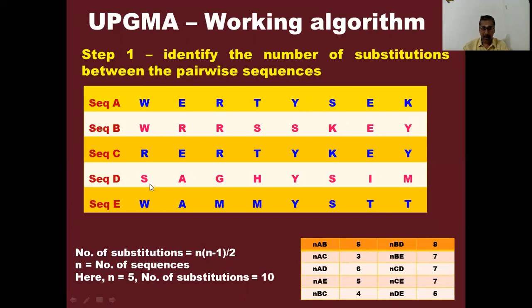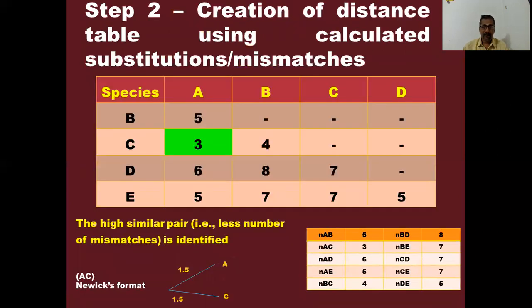So this is DE. How many mismatches? 1, 2, 3, 4, 5 mismatches. So like this, you calculate the number of mismatches or replacements or substitutions existing between different pairs. That is the first stage of the algorithm.